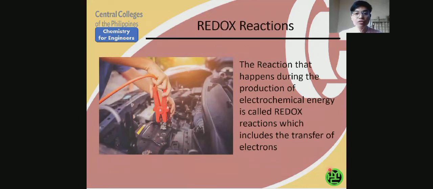So let's move on to the redox reactions. So redox reactions is the shortened term for reduction and oxidation reaction. So redox reaction is the reaction that happens during the production of electrochemical energy, which includes the transfer of electrons. These redox reactions, we have already studied it in our senior high school chemistry class. So I hope that you still remember this topic, since this is very important to electrochemical energy.